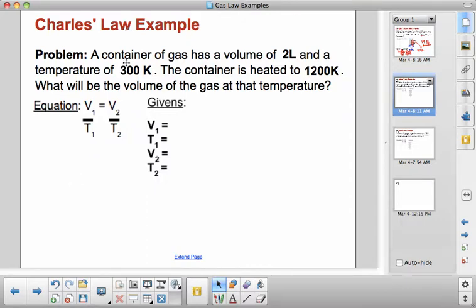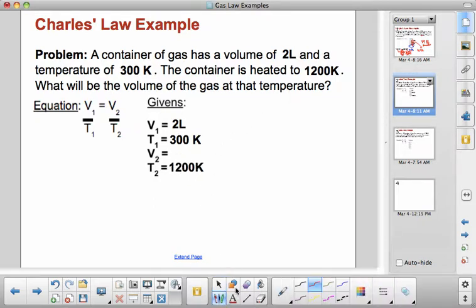So in the problem that we have, it says we have a container of gas that has a volume of 2 liters. This will be my V1 value. It says that this gas has a temperature of 300 degrees Kelvin. That's going to be the T1. So now we're changing this container's temperature. We're heating it up to 1200 degrees Kelvin. And they're asking us what the volume of the gas will become. So we have to determine what the new volume of the gas will be when we increase the temperature to 1200 degrees Kelvin. So we are going to be solving for V2.